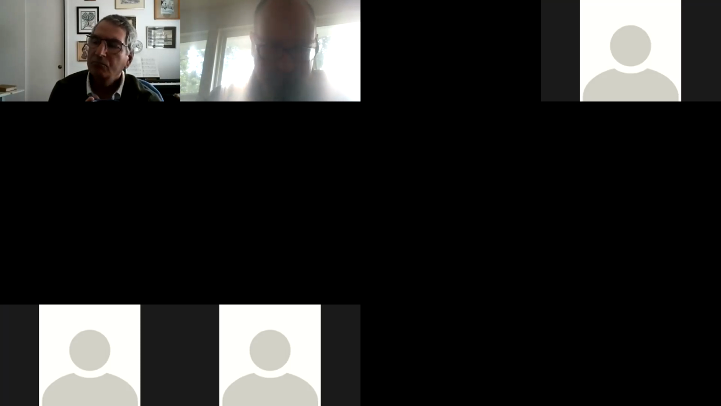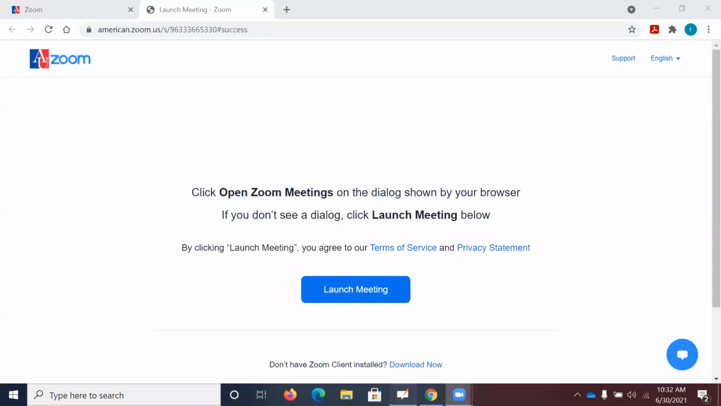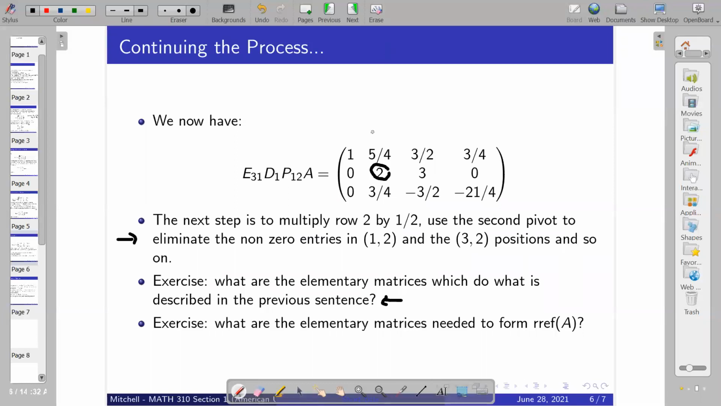I think there is a mistake in the matrix that started with E31. Okay, maybe there is. In the third row and the second column, there should have been -3/4, right? Third row, second column? Right here? Oh, you think it should be negative? Yes. Make it negative.